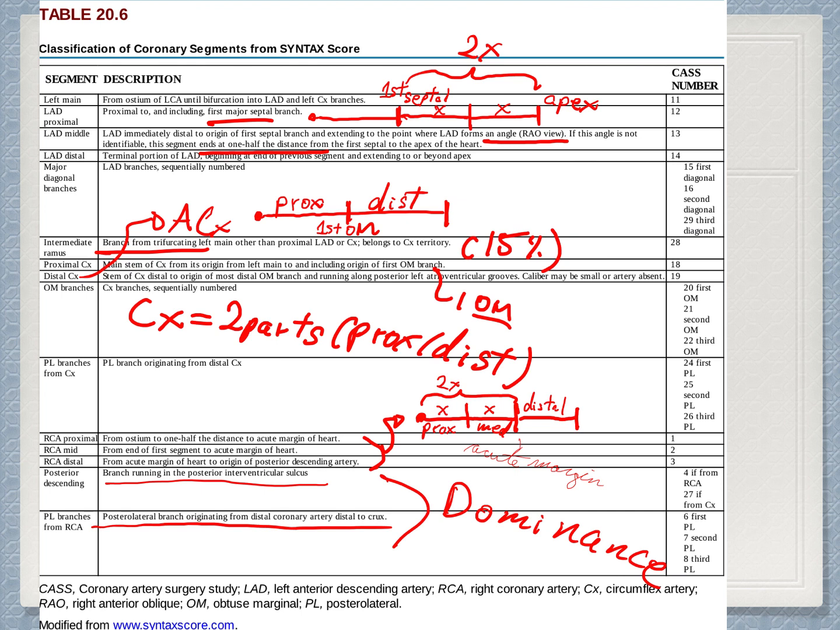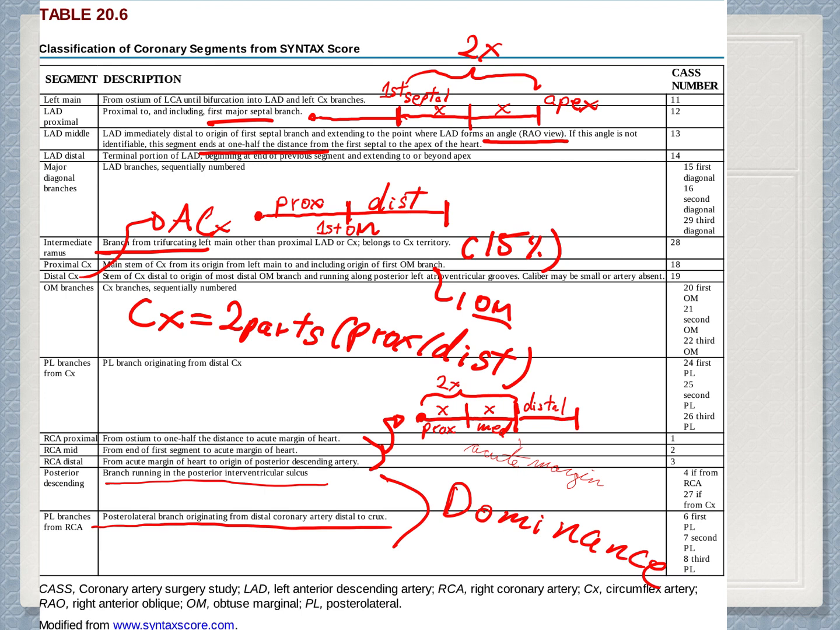This classification, 20.6 of coronary segments for the SYNTAX score, I tried to simplify by using a straight line. If you put the coronary artery in a straight line, you can divide them by this method. The left main is from the ostium of the left coronary until the bifurcation into the LAD and left circumflex. It's usually around 1 to 1.5 centimeters.